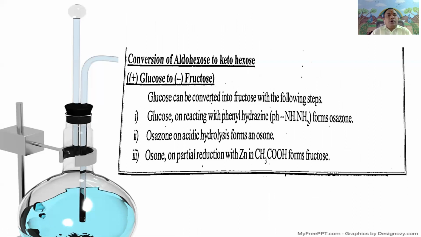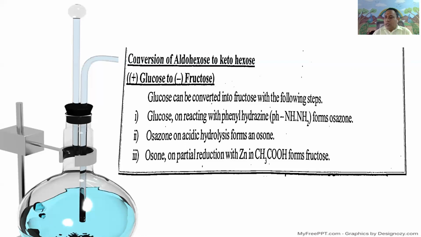Next, conversion of aldohexoses to ketohexoses. That is, aldohexose is glucose, ketohexose is fructose. It means conversion of glucose to fructose. Here it involves a three-step reaction: conversion of glucose into fructose with the following three-step reaction.